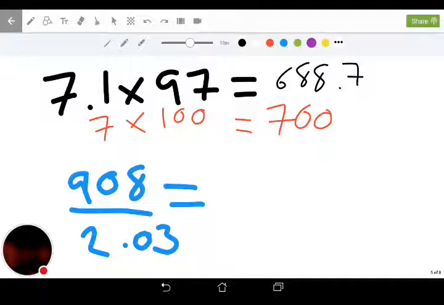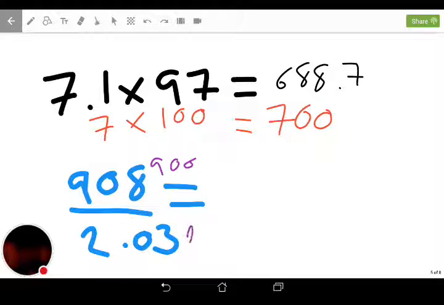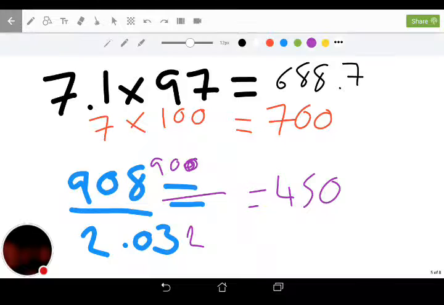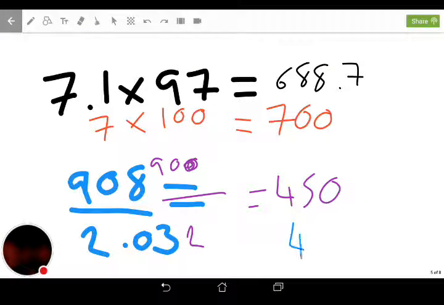This one here is 908 divided by 2.03. 908 is very close to the number 900. 2.03 is close to the number 2. So 900 divided by 2 gives me 450. And again, if I was to do the actual sum, it gives me a very, very close answer. So this one actually gives me 447.3, to one decimal place.